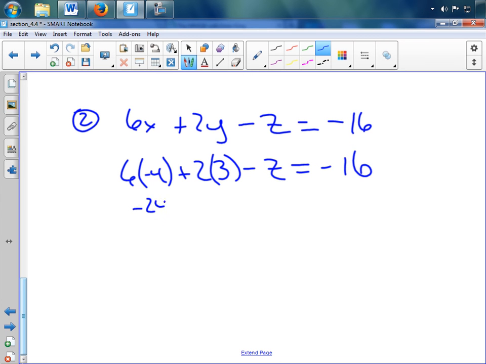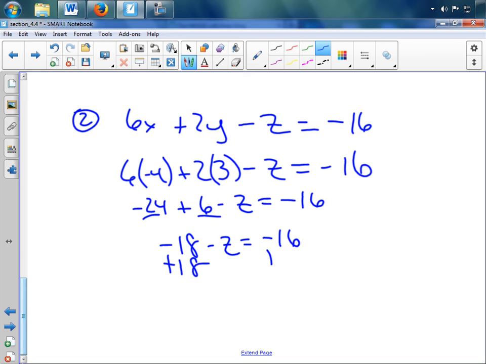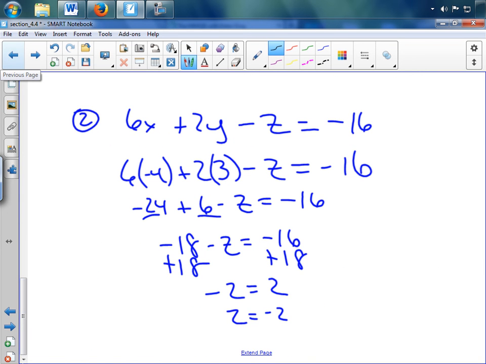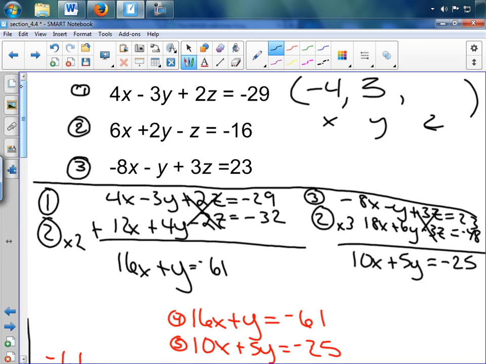So that becomes negative 24 plus 6 minus z equals negative 16. Combine my like terms. Negative 18 minus z equals negative 16. Add 18. Negative z equals 2. Can't have a negative. Multiply both sides by negative 1. So z is negative 2. Go all the way back up. Oof. And there's your answer. To the blue.